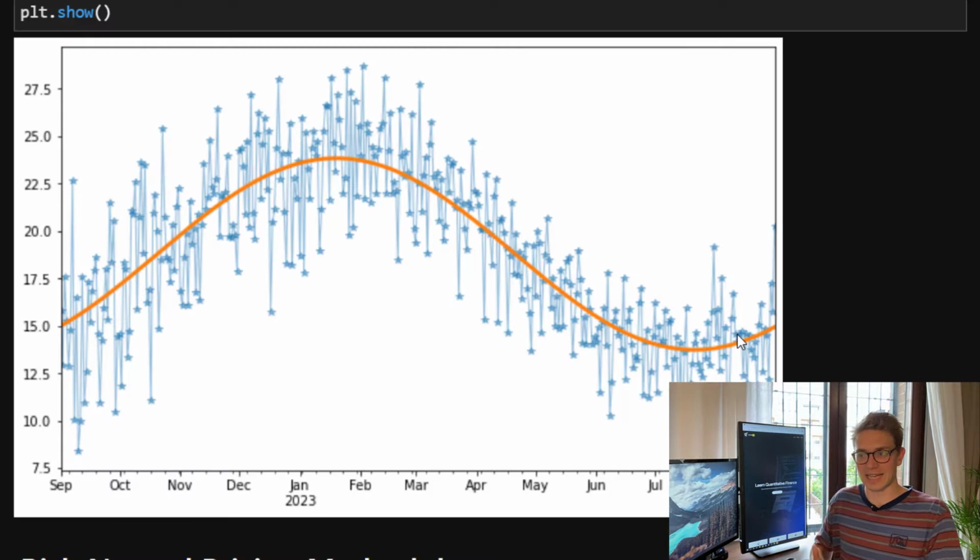So what does our temperature simulation look like under this modified Ornstein-Uhlenbeck process? Well, essentially it's right here. In this orange line, we have our average temperature that's changing over time. And in the blue with the stars, we have a simulated temperature series over time. So this is one simulation path over that given period of time from September 2022 to 2023.